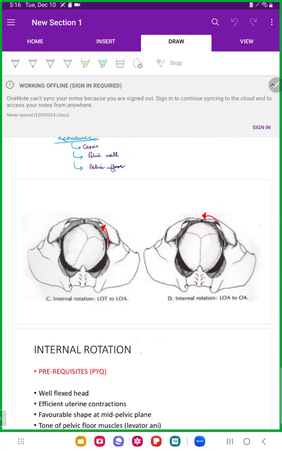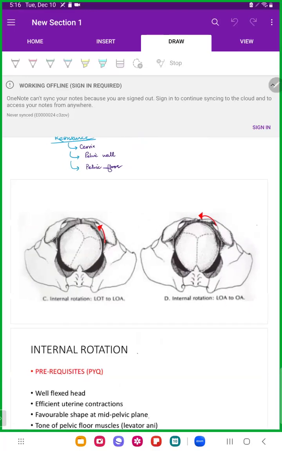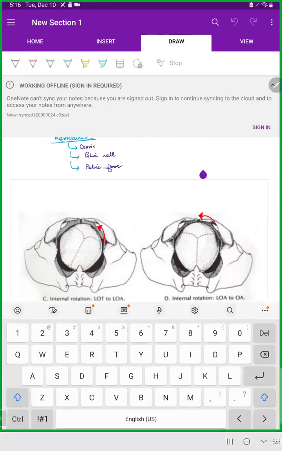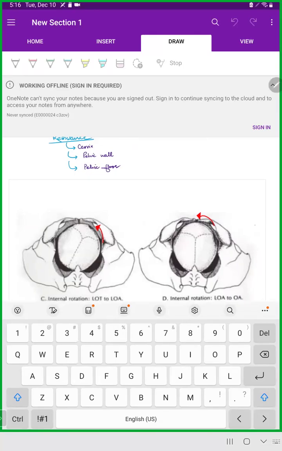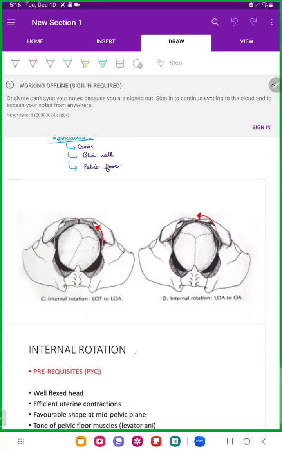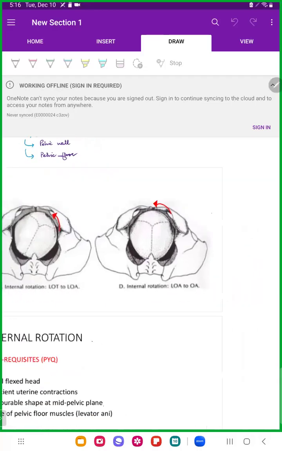After flexion comes the internal rotation. Why is this internal rotation occurring? Because we want to bring our head, which is in LOT position, into the proper position. LOT is left occipitotransverse, and this is the most common engaging position. From the LOT position, it comes into direct occipito anterior position. Okay. So this is internal rotation.